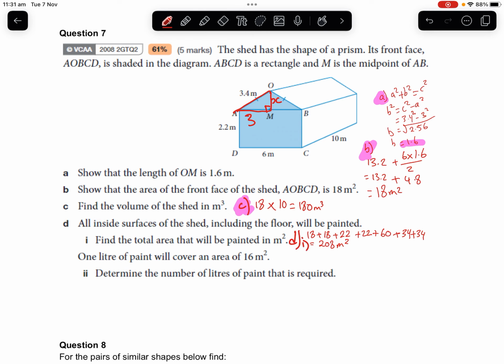Alright, D2. 1 liter of paint will cover an area of 16 meters squared. Determine the number of liters of paint that is required. So 208 divided by 16 is equal to 13 liters of paint.